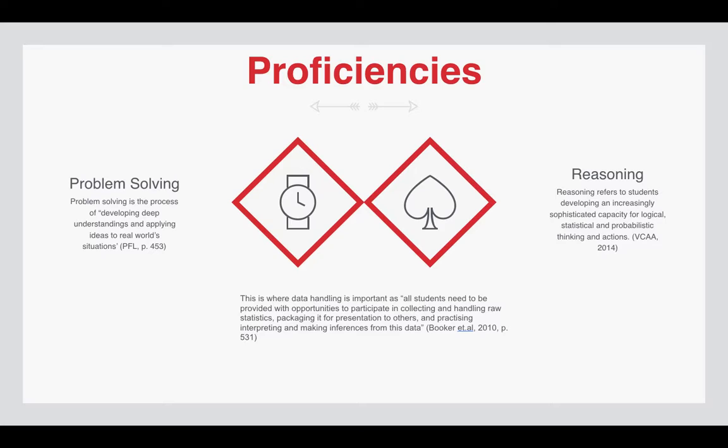Statistical thinking uses children's ability to problem-solve and knowledge of numbers. When children are exploring data, they are counting, measuring, classifying, calculating, estimating, summarizing, comparing, and making connections with the real world. This is where data handling is important, as all students need to be provided with opportunities to participate in collecting and handling raw statistics, packaging it for presentation to others, and practicing interpreting and making inferences from this data.